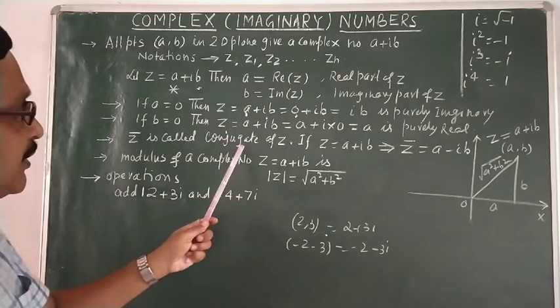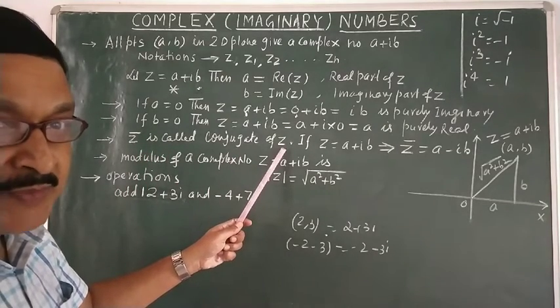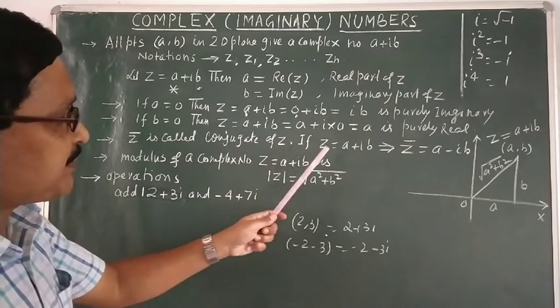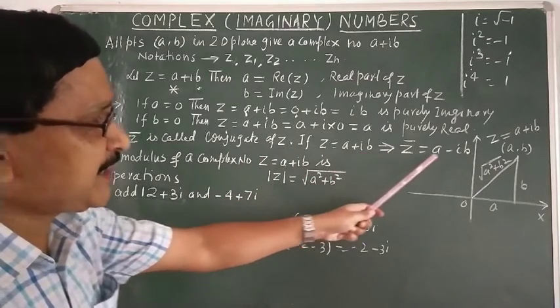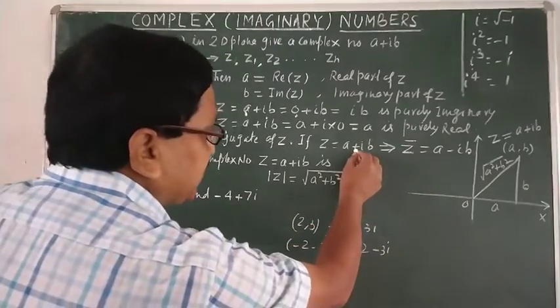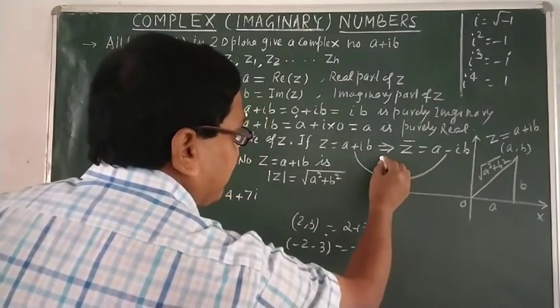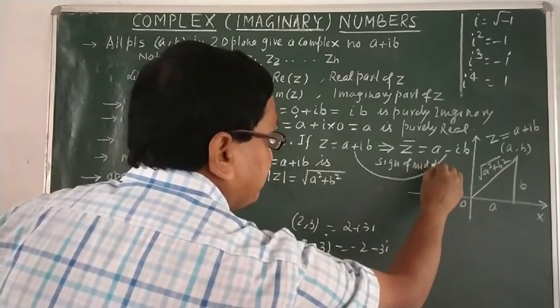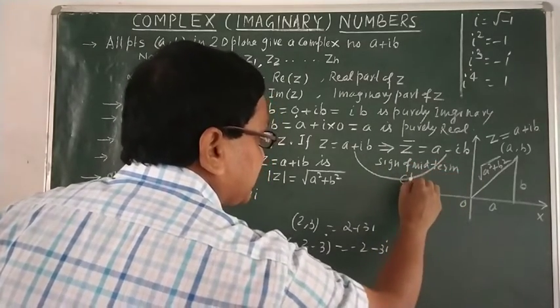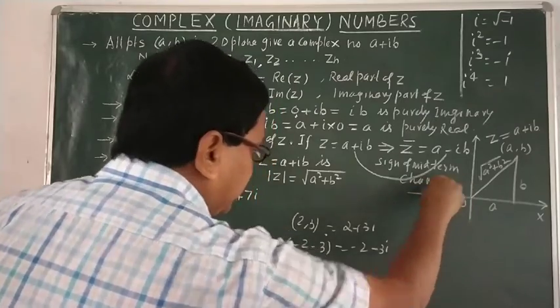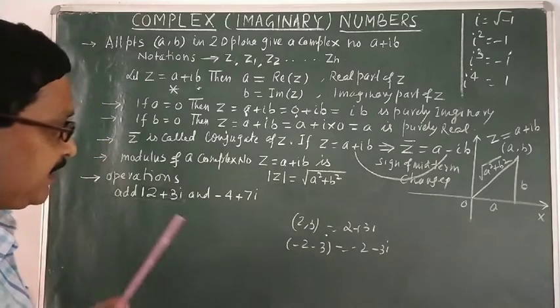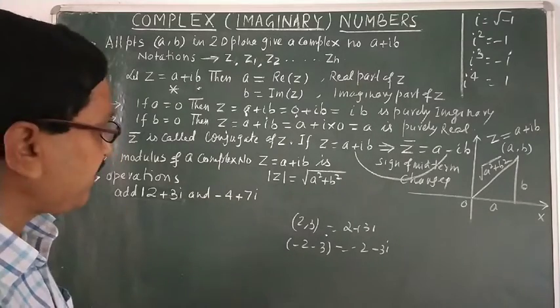Now z bar is called the conjugate of z. There is a new term, conjugate of z. If z is equal to a plus ib, z bar is equal to a minus ib. Simply change the sign of the middle term. Only change the sign of the middle term and get the conjugate. No more activity should be performed.